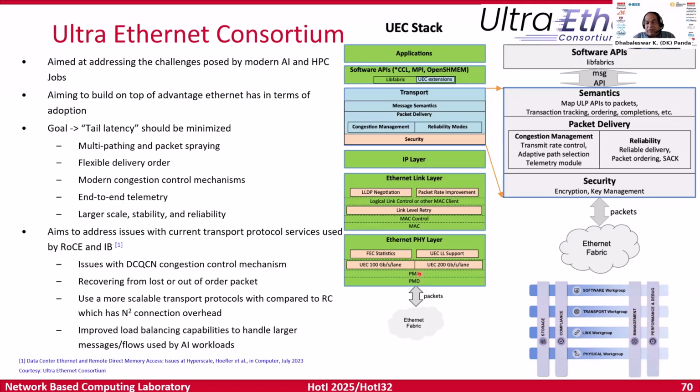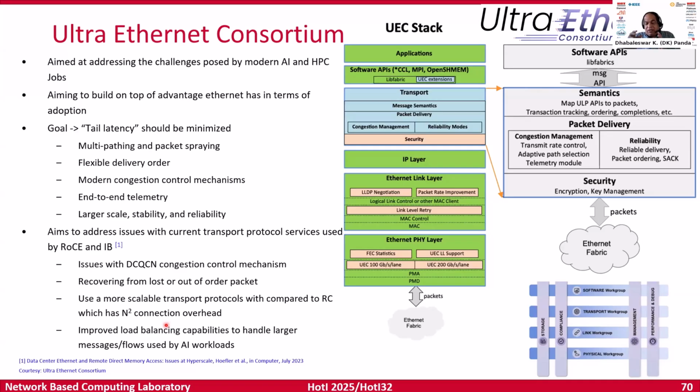All the different Ethernet vendors have come together and defined the Ultra Ethernet, or UEC, stack. The goal here, as you can see, is that tail latency should be minimized. It has multipathing, packet spraying, flexibility in the delivery order, and end-to-end telemetry. It is directly trying to address some of the shortcomings in RoCE and IB.